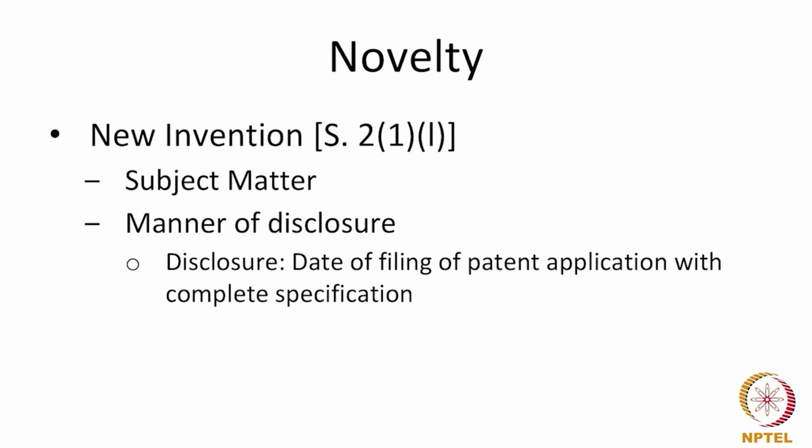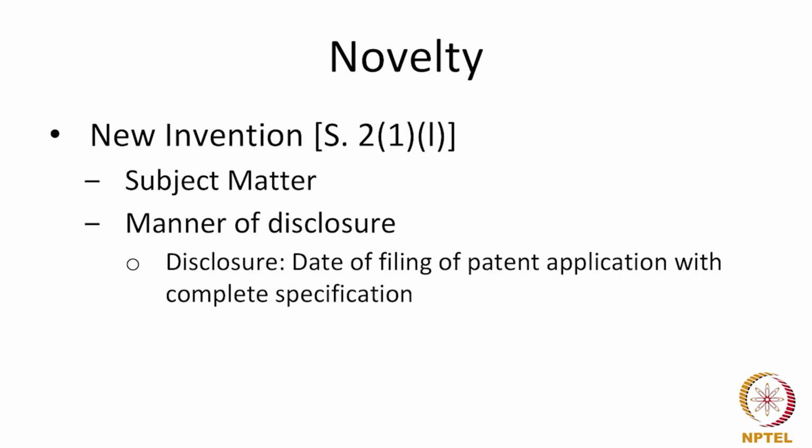The first one was subject matter in anticipation, the second element was the manner of disclosure. It could either be in a document or in a use, and use has to be proved by evidence adduced to demonstrate that use. The third important element of novelty, or the fact that an invention is new, is that the disclosure or the thing that anticipates should have happened before the date of filing the patent application with complete specification. Okay. So, this is the date by which we determine the novelty of an invention.